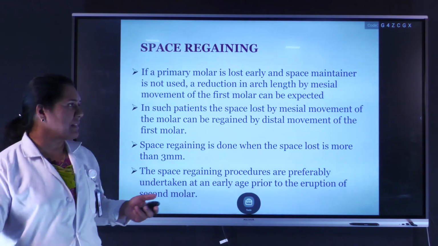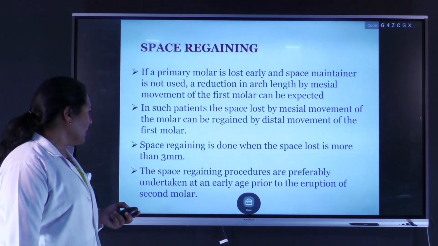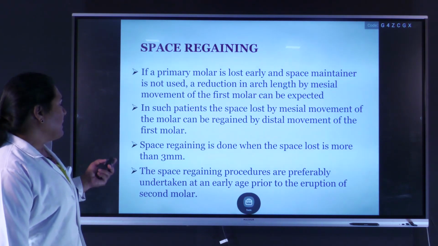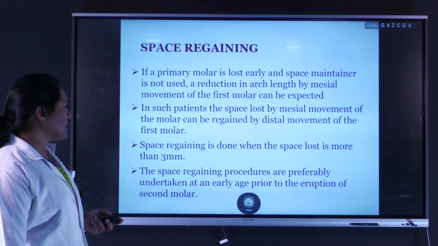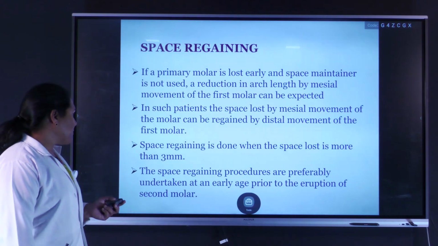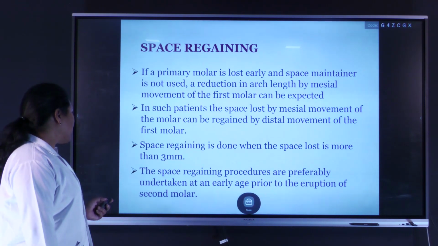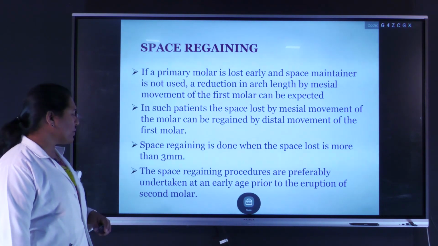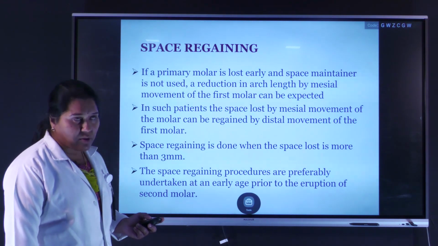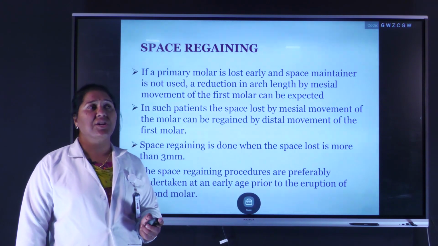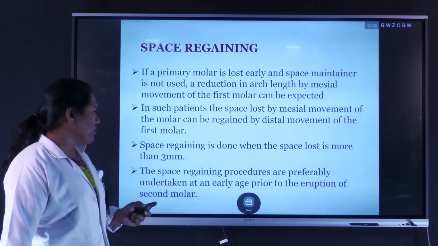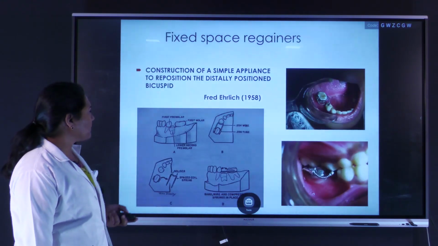So in order to prevent that, we will use different space regaining methods. Space regaining is done when the space lost is more than 3 mm. The space regaining procedures are preferably undertaken at an early age, prior to the eruption of the second molar. So space regaining techniques are generally done prior to the eruption of the second molar.